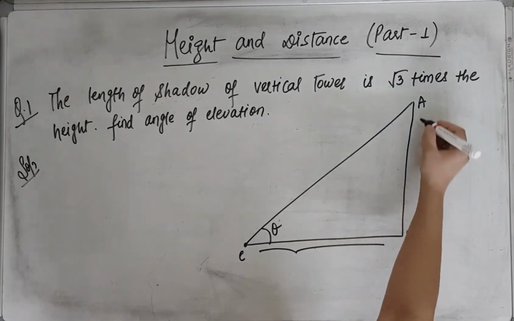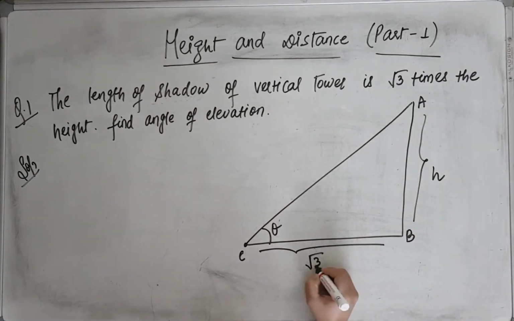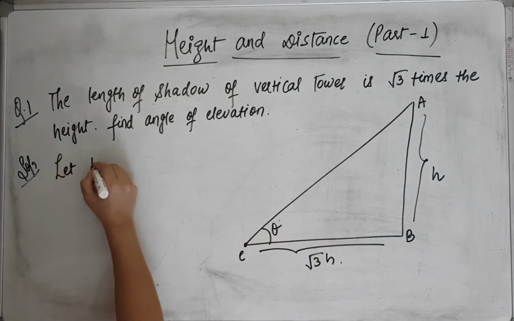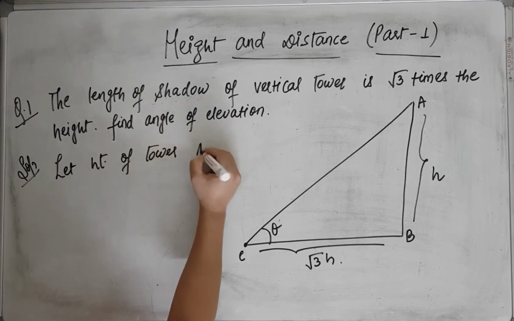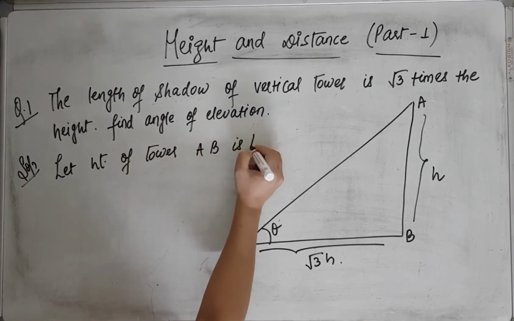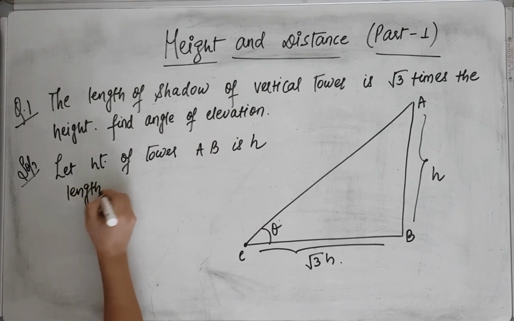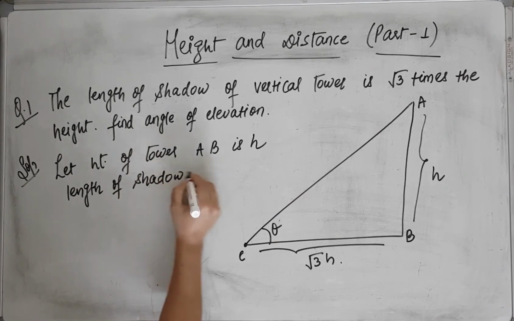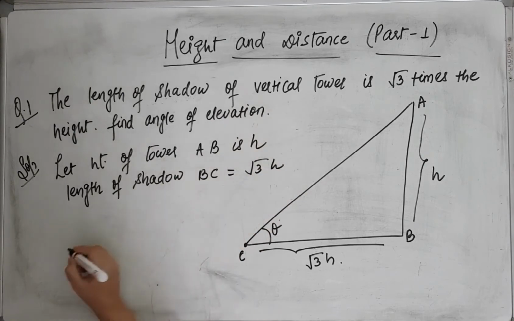So I'll consider AB to be the tower of height h. So its length will be what? √3h. So I'll write it over here. Let the height of tower AB be h. What is the shadow? BC. Length of shadow BC is √3h.